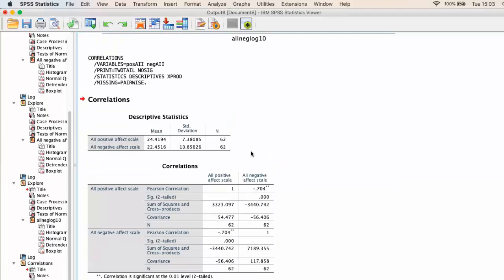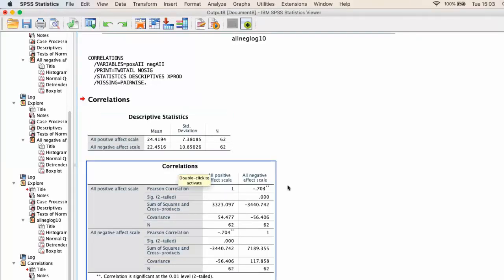So you say a correlation analysis was run on the all positive affect scale and the all negative affect scale, and you talk about whether there was significance or not. All you have to do is look here, at all positive affect and all negative affect. You would say there was a significant negative correlation between the two, and you would mention the statistic, and you would say the p-value was less than 0.01.